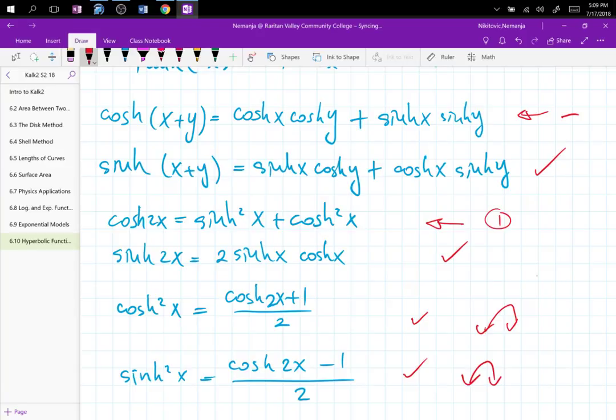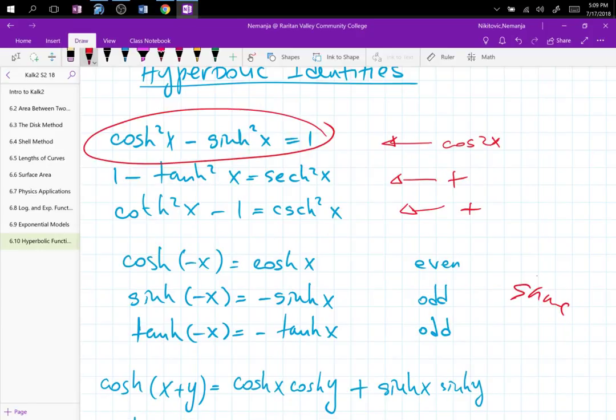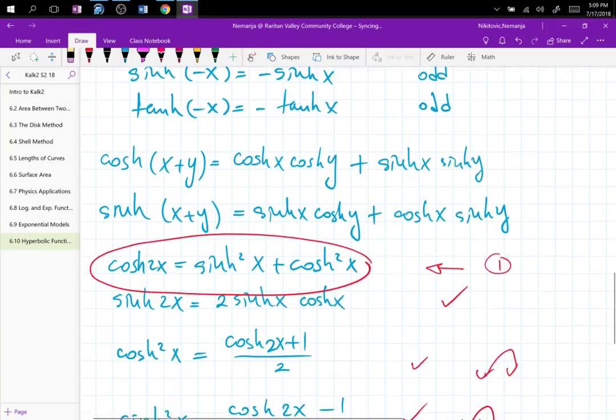And then those that are not the same, they're very close to what you had before. So the biggest issue is that this formula and this formula are completely opposite of what they actually used to represent for the pre-calc.